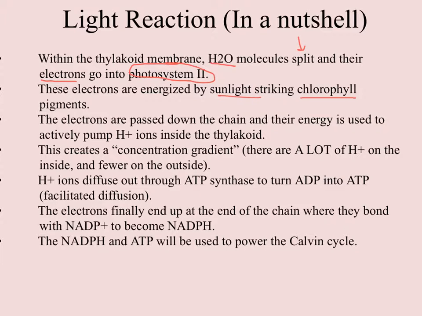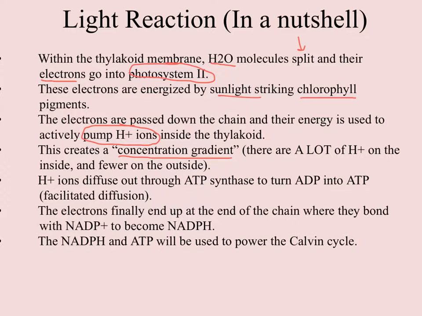So those electrons get energized. They then are passed down the chain, and when they reach the protein structure called cytochrome, the energy from those electrons is used to pump hydrogen ions inside the thylakoid. Just sort of like filling up the lake on one side of a dam, because you need a high concentration of hydrogen ions on one side of the membrane. This is what's going to create what's called a concentration gradient, which basically means there's a high concentration on one side of the thylakoid and a low concentration on the outside.